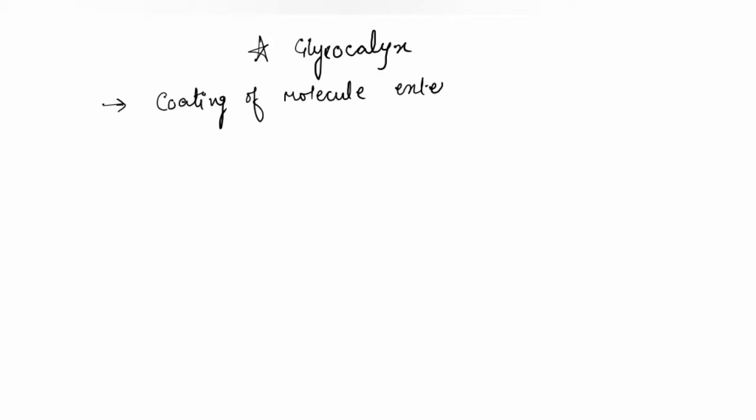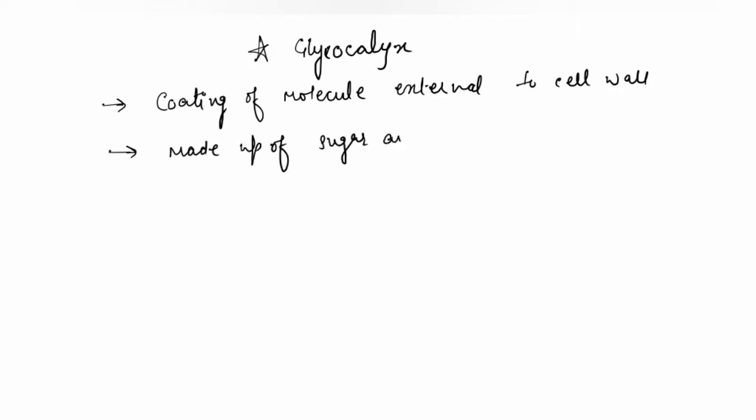Now, glycocalyx. So what is glycocalyx? It is basically the surface coating that is present outside the cell wall. It is made up of protein and sugar molecules.